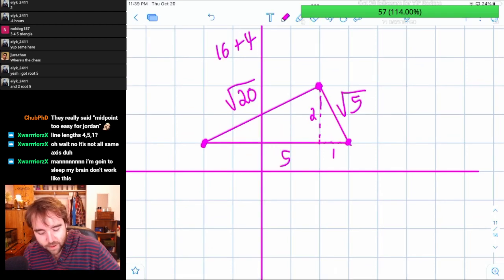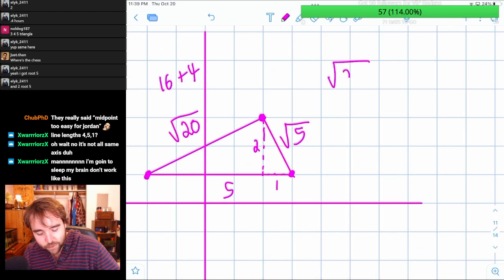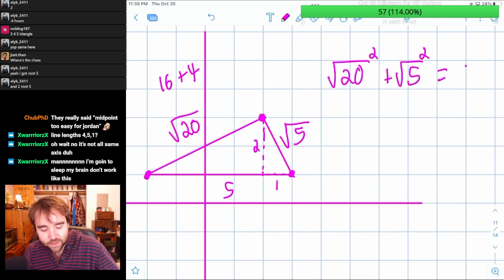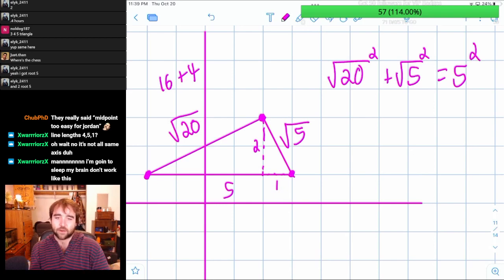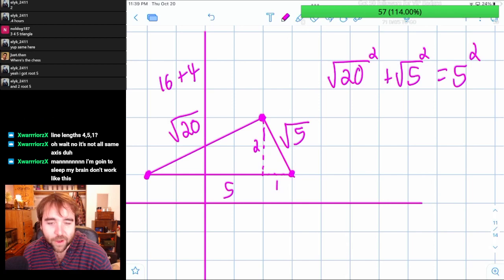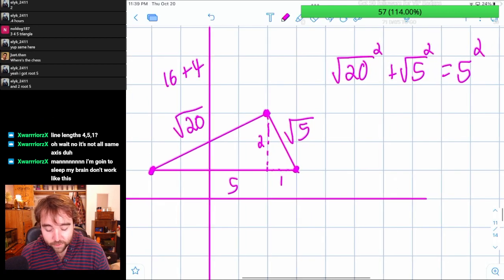That was 5. And now that makes sense because now we have the square root of 20 squared plus the square root of 5 squared. That does indeed equal 5 squared. So that is a right triangle. And that makes sense that if the hypotenuse is 5, you don't need the other ones to be 3 and 4. So we got square root of 5, we got square root of 20. And so now we just find the area.